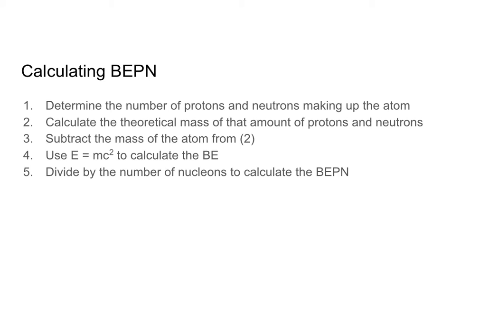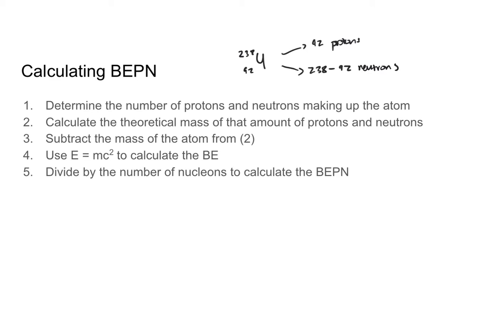So if we have, for example, uranium-238, atomic number 92, we know that uranium has 92 protons because the atomic number is the number of protons, and we know that it has 238 minus 92 neutrons.